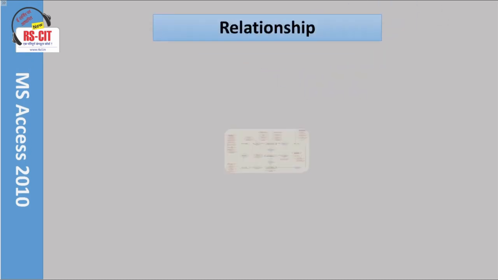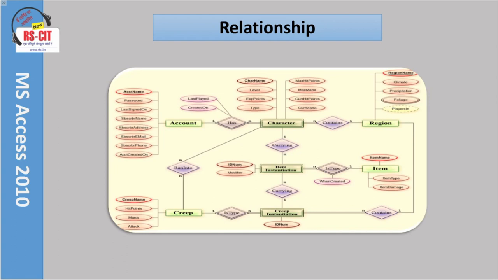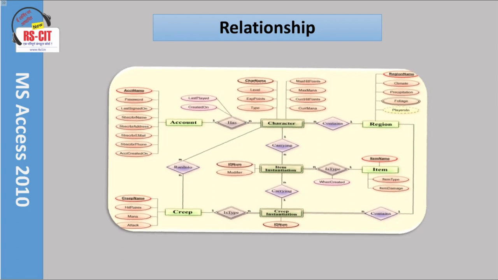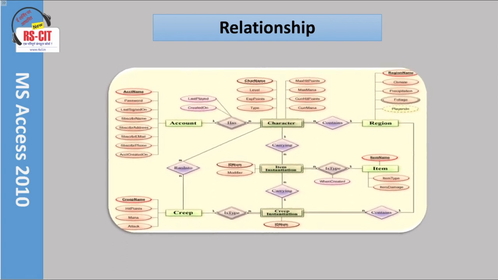Relationship. The logical association among entities is called relationship. Relationships are drawn with entities in various ways. Just have a look over mapping cardinalities. It defines the number of associations between two entities: one to one, one to many, many to one, and many to many.